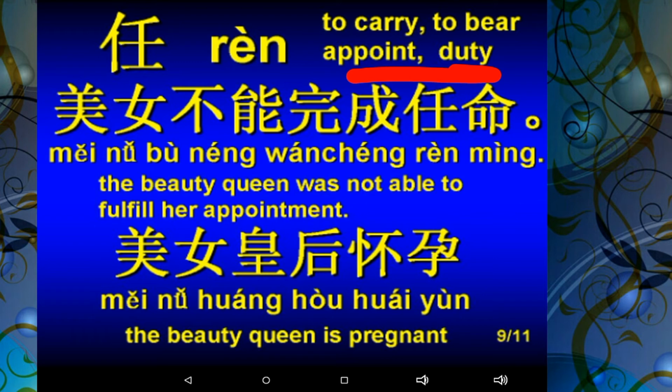And I thought this sentence was a little bit hokey, I admit it, but nonetheless, let's continue with our studies. It's that the beauty queen was not able to fulfill her appointment, right? So unfortunately there was a reason why the beauty queen couldn't fulfill her appointment. What a shame. So let's read the sentence.